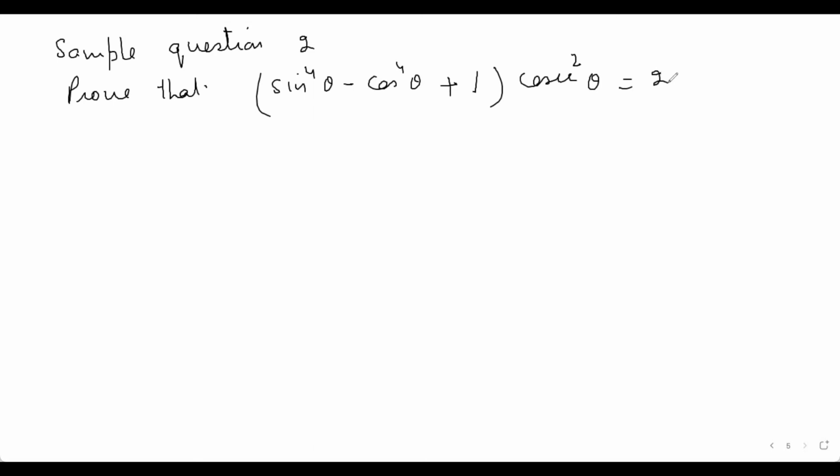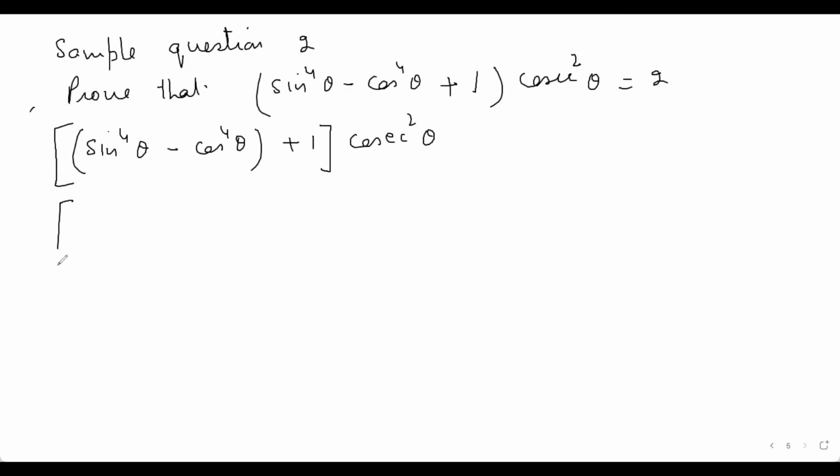Now sample question number 2. We have to prove (sin⁴θ − cos⁴θ + 1) cosec²θ is equal to 2. Write sin⁴θ − cos⁴θ in a bracket, and put this bracket like this. Write it in bracket like this, cosec²θ. This is the left hand side. Write it like this. It will be easy for you to understand.